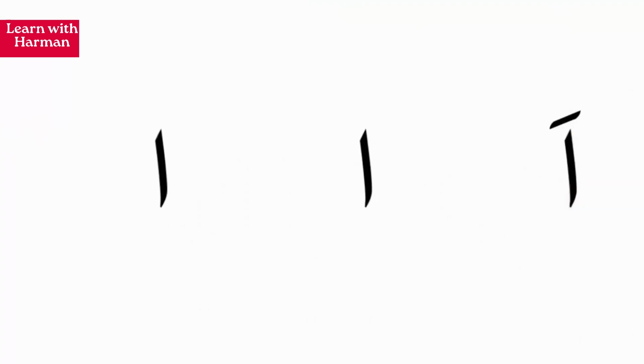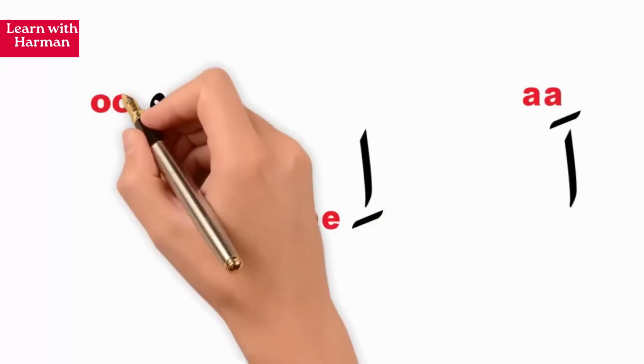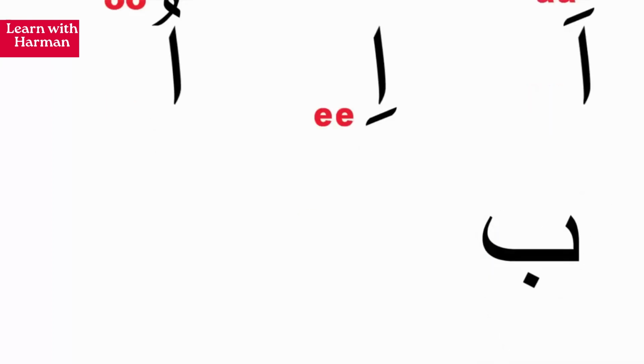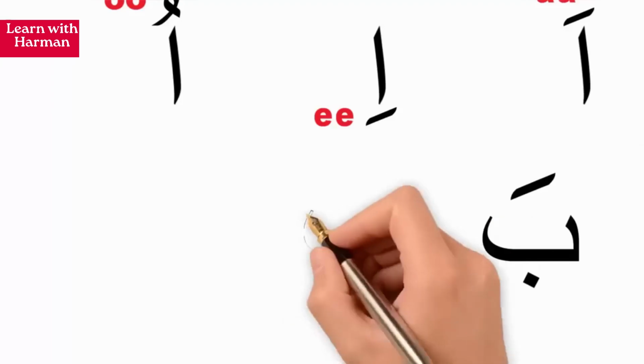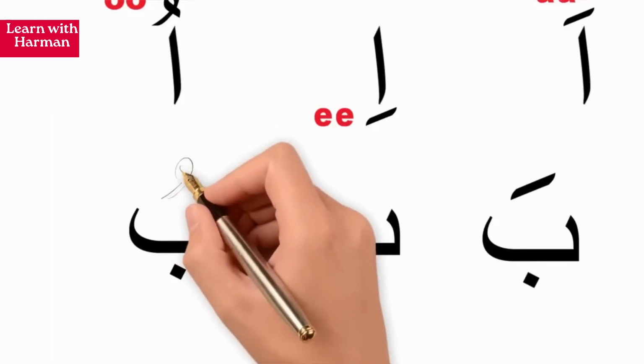Alif Zabar A, Alif Zer E, Alif Pesh O. Now it becomes A, E, O. And I will apply these harakat movements to every letter, so you will understand it. Be Zabar Ba, Be Zer Bi, Be Pesh Bu, Ba Bi Bu.